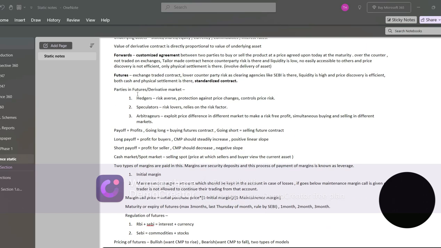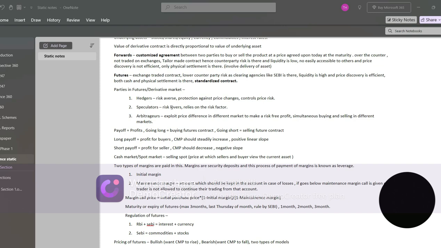Okay, next is futures. Futures are contracts which are traded on exchange markets, and they have lower counterparty risk, as there are clearing agencies like SEBI. Liquidity is high and price discovery is very efficient, as everyone can see it in exchange markets. Both cash and physical settlement are there, and it is a standardized contract. You cannot customize it according to your need. This is the most basic difference between forward and future: forwards are customizable, futures are not customizable. They are standardized contracts and they are not over the counter. Okay, that is all.